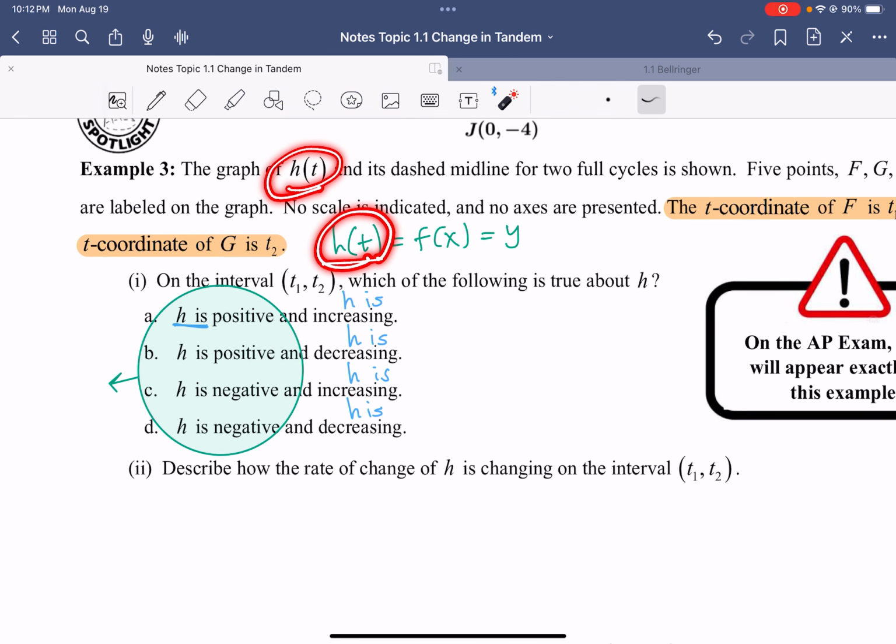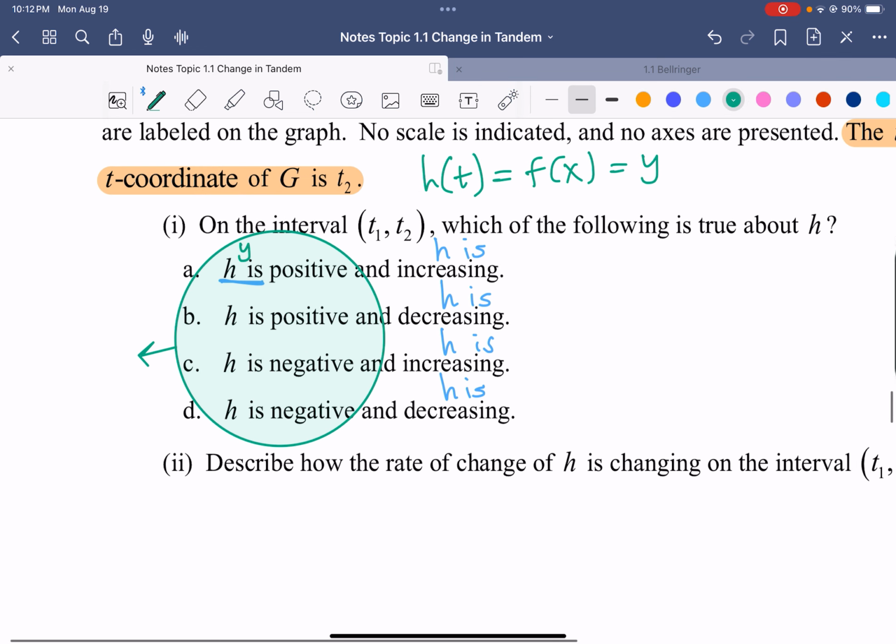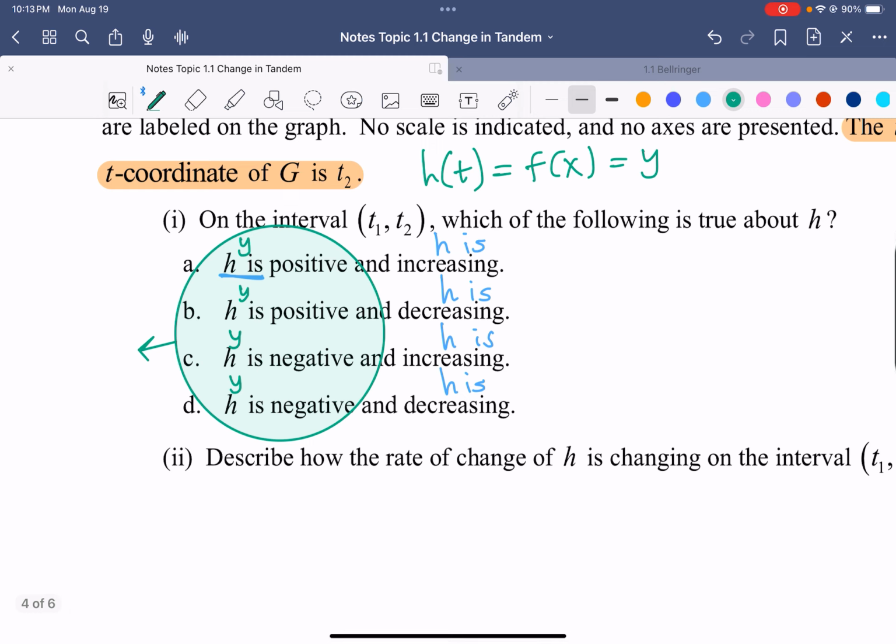So h of t is the same thing as f of x, which is the same thing as y. So if it helps you to read this as y is positive or y is negative, that might help you because you're trying to figure out if your y values are positive or negative. So they're basically asking you, is y positive or negative? All that means is, are you above or below the x-axis?